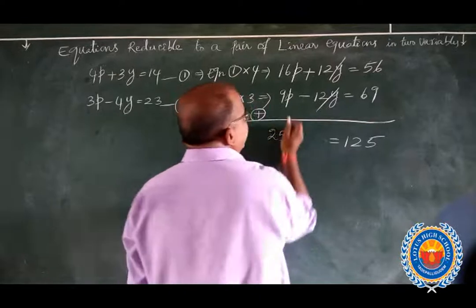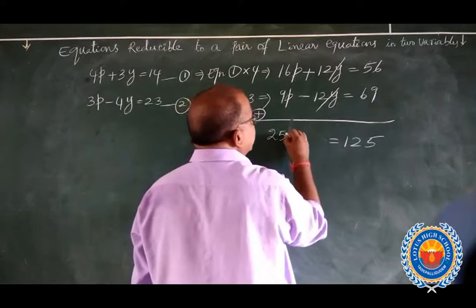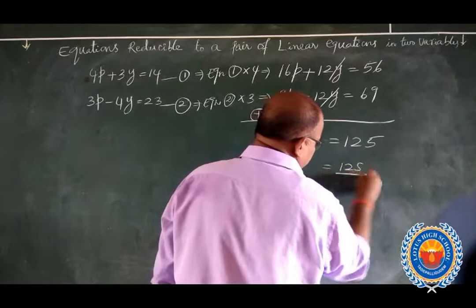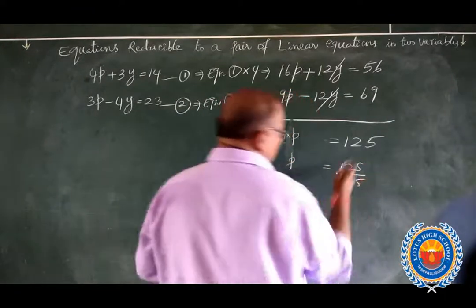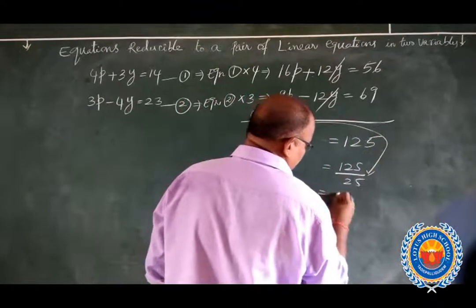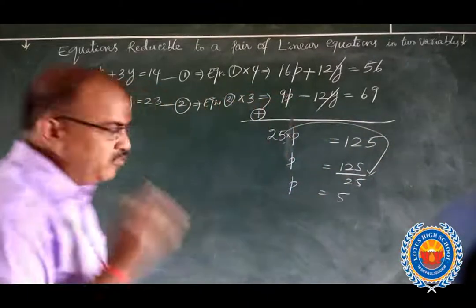Here 25 into p, 25p. This we can write 25 into p. P is equal to 125 by 25. 125 will be divided by 25. P is equal to 5.